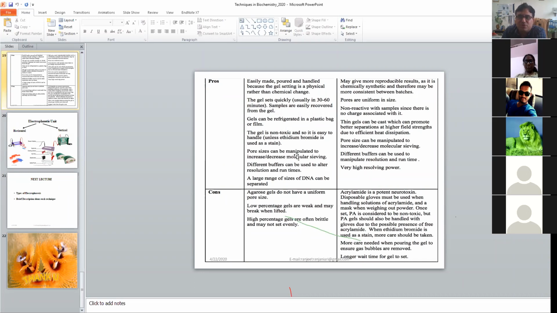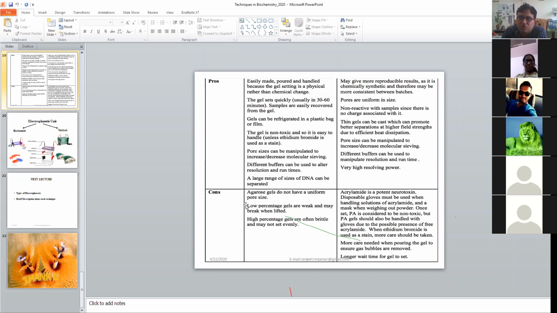So here, pore size, you can easily manipulate the pore size as well as the sieving effect of the gel. In case of polyacrylamide gel also, most of the time you can easily manipulate by changing the concentration of acrylamide. But as you increase the concentration, the brittleness of the gel will also increase, and then it will create a problem most of the time. In case of agarose gel, resolution is not high, whereas in case of polyacrylamide, you have very high resolving power.